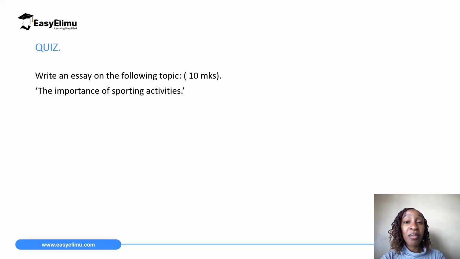In the coming sessions, we're going to look at different types of essays: narrative essays, descriptive. We're going to look at them and describe each of them, what they are and what they entail.